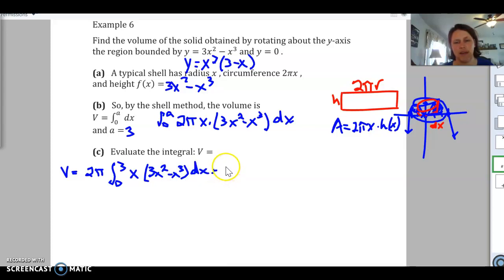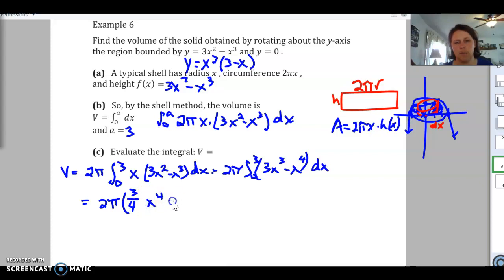Let's multiply that x through, and we get 2 pi times the integral from 0 to 3 of 3x cubed minus x to the 4th dx. And we're ready to integrate. So we have 2 pi times 3 over 4 x to the 4th minus 1/5 x to the 5th.